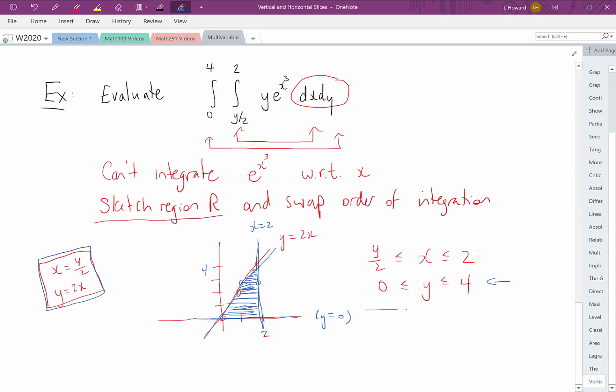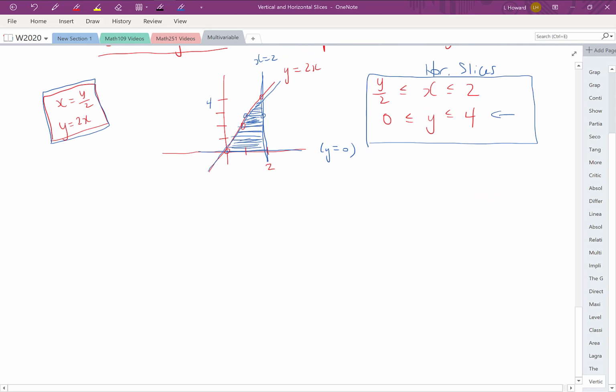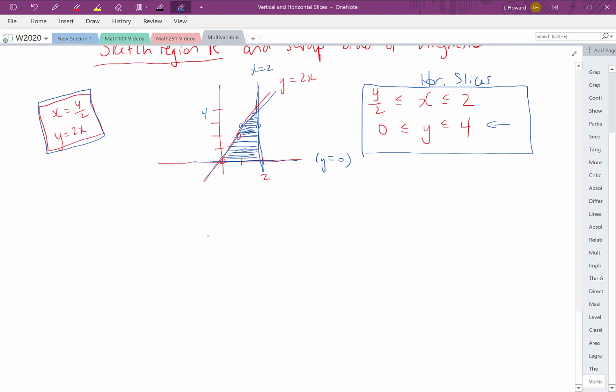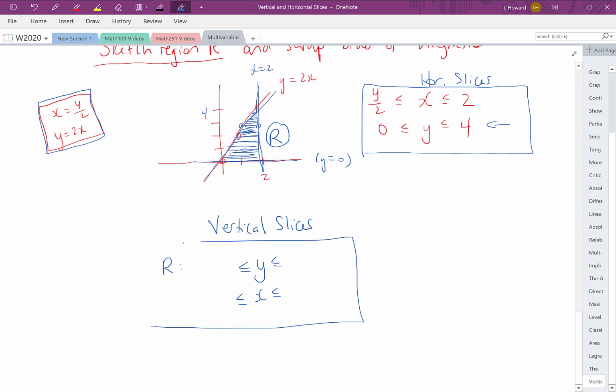Okay, so right now, this has been set up using horizontal slices. We know that because we talked about x values first and then y values. So let's see if we can re-describe the same region here, but doing vertical slices. So this is still the exact same region R. If we want, we could label this region up here, call that R. Still the same region, but just described in a different way. So we want to think about y values first and then x values when it comes to vertical slices.